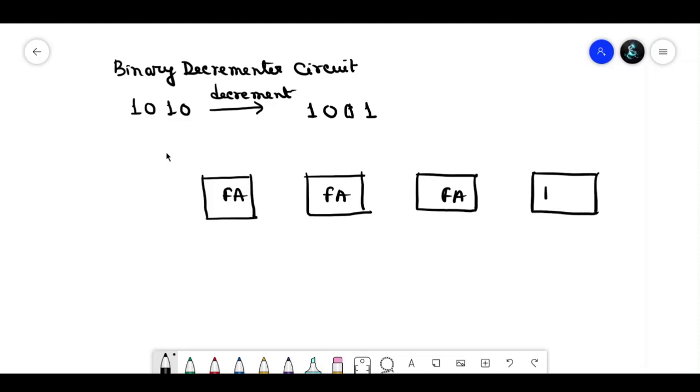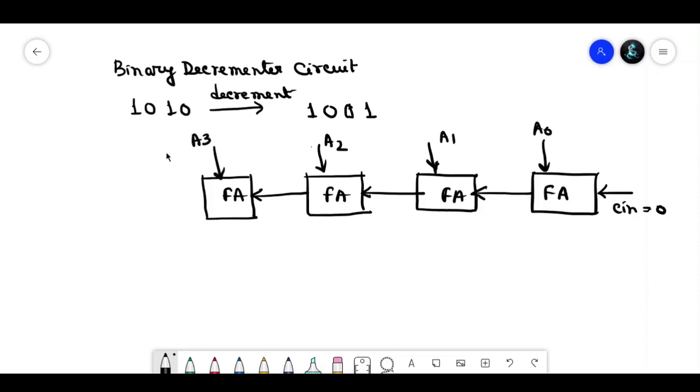These are 4 full adders that will be connected in cascade. So here the output of one full adder will come to the input of the next full adder. So this is the Cin equal to 0. Okay. So this is A0, this is A1, this is A2, this is A3. Okay. So in a full adder we will get sum and carry. So this is sum, carry, here we will get C4, here S3.